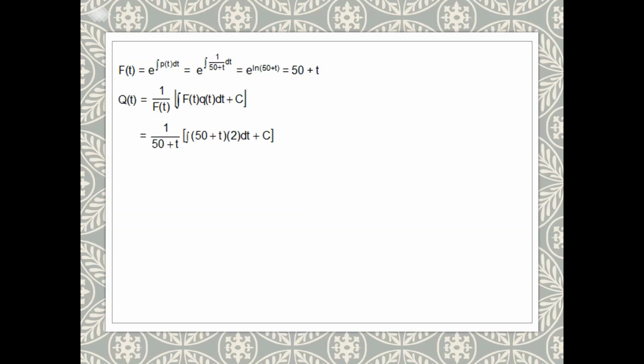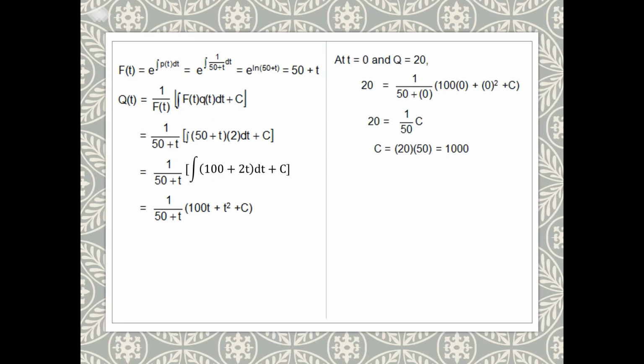Substitute the integrating factor into the formula of Q, which is equal to 1 over F(t), multiplied with the integration of F(t)Q(t) dt plus C. You will obtain 1 over (50 plus t) multiplied with the integration of (50 plus t) multiplied with 2 dt plus C. Expand the function first, then integrate. You will obtain Q(t) equal to 1 over (50 plus t) multiplied with (100t plus t squared plus C).